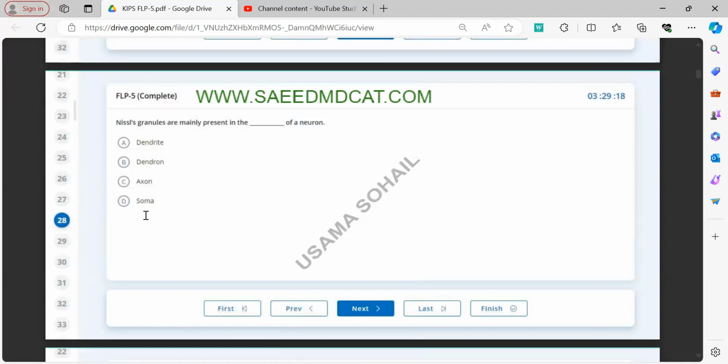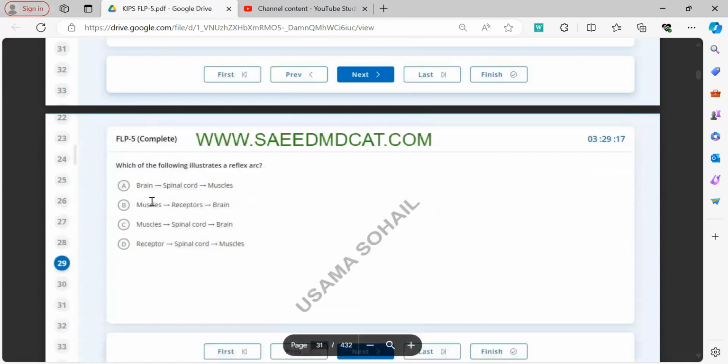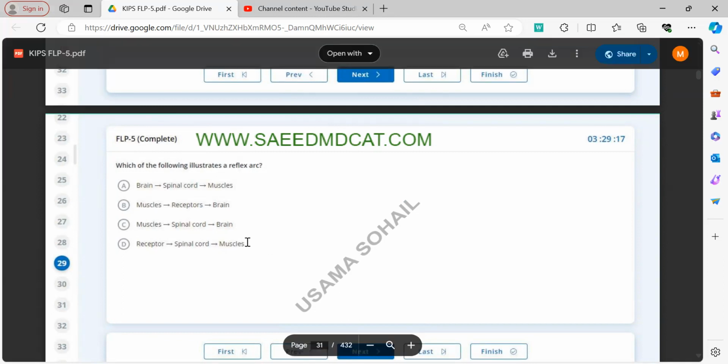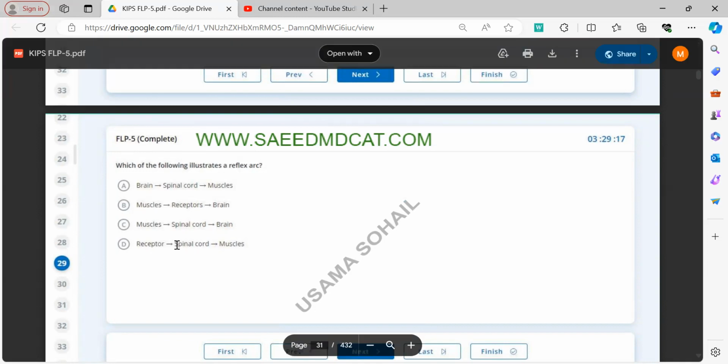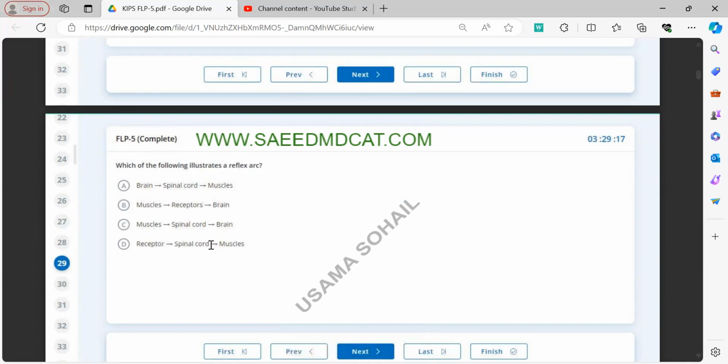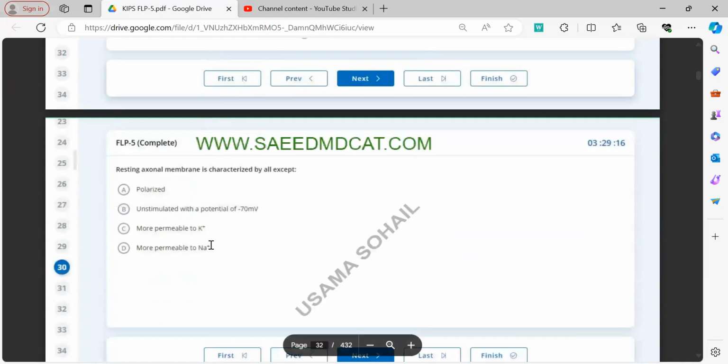In question number 28, the correct option would be soma. Nissl's granules are part of the soma. In question number 29, a reflex arc is the quickest pathway in which the body responds during a reflex action, because the body does not have so much time to convey all the information to the brain and then respond. So it's sort of a bypass route taken. The incoming information is taken by the receptor, and then it conveys it to the spinal cord, which immediately conveys it to the effector muscles. The correct option is D.